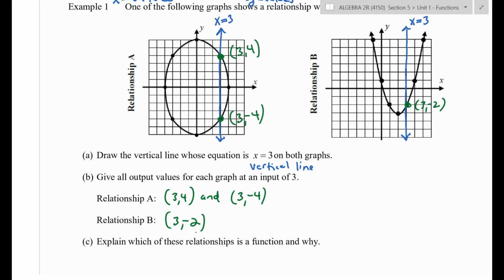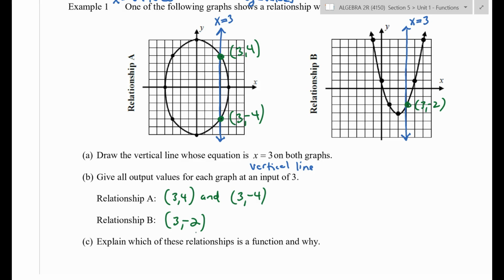What that means is the following, guys. A function is something that is predictable. In other words, if I put in something, I know what should come out of it. It shouldn't be ambiguous. It shouldn't be, well, you could get 4 or -4. You either get one number or you get no numbers, but you certainly don't get 2 numbers.